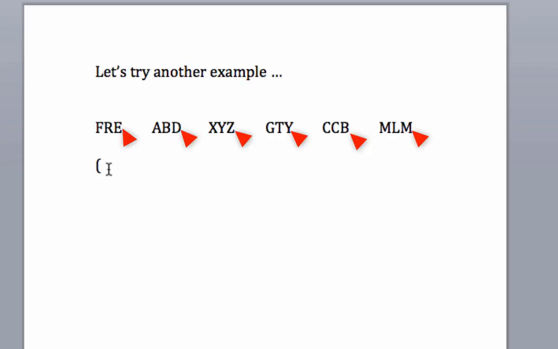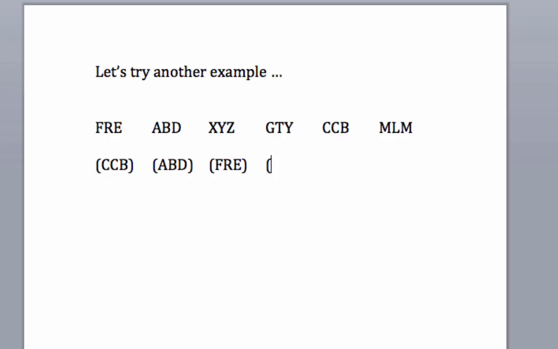So the first group is words that end with an A. The next group, words that end with a B. I see that I have CCB. There is no other word that ends with a B, so I'm done with this bucket. Then there is the group of words that end with a C. There are none. Words that end with a D. There is one, ABD. And there is nothing else. My next bucket is words that end in an E. There is one, FRE. And that's it.